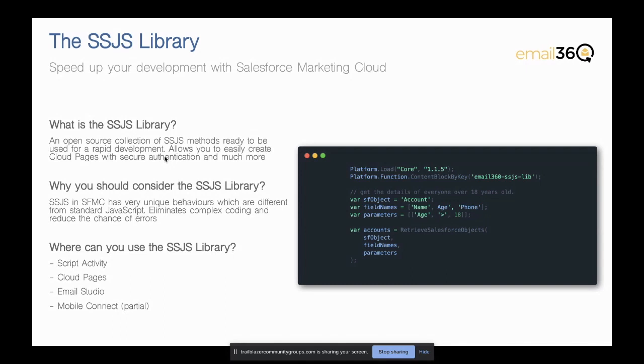It also extends the basic function of SSJS with modern JavaScript methods, such as array search and array filter. So where can you use the SSJS library? The SSJS library can be used anywhere in Marketing Cloud where SSJS is allowed to be used. As Eliot mentioned, it could be in script activities, cloud pages, Email Studio, and Mobile Connect. Where it really shines is in script activity and cloud pages.